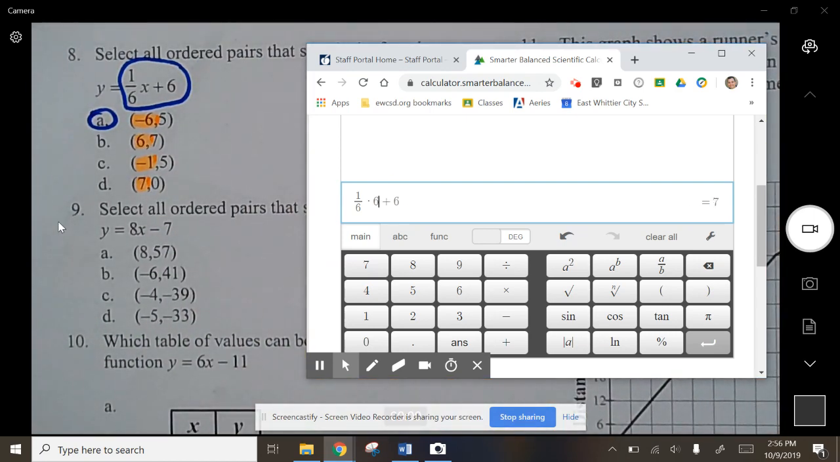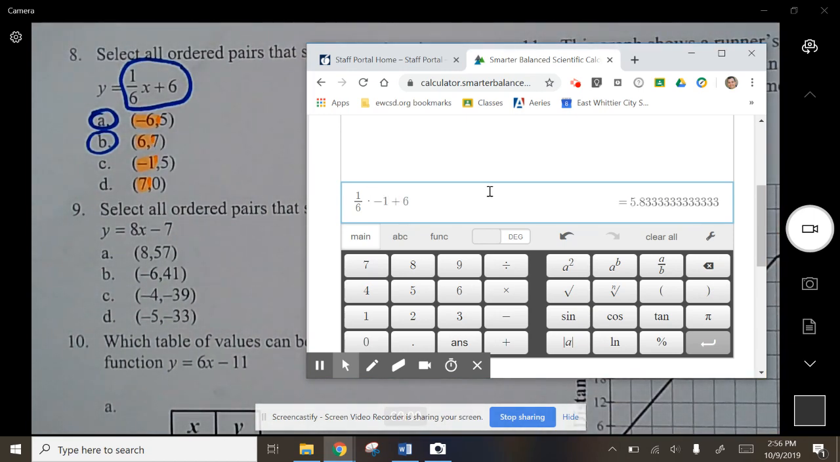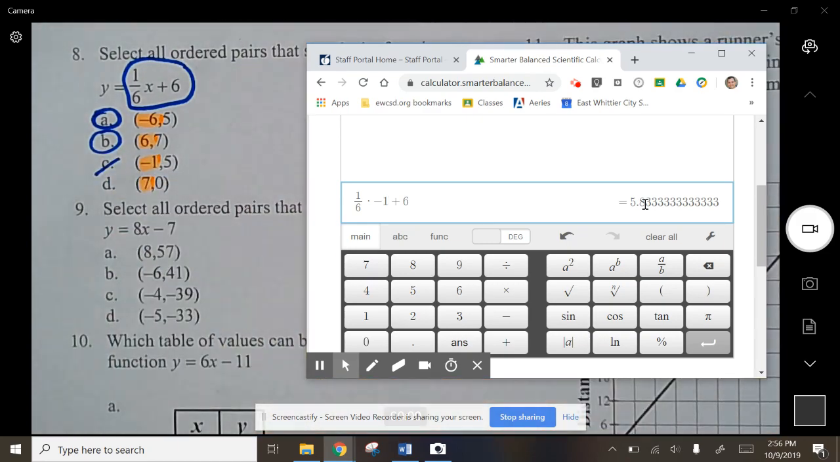Try 6. I plug in 6, and guess what? It equals 7. Is that what we're looking for? It's also an answer. All right, let's keep going. Negative 1. That's not what we want. And then let's try 7. And that's not what we want either. Okay.